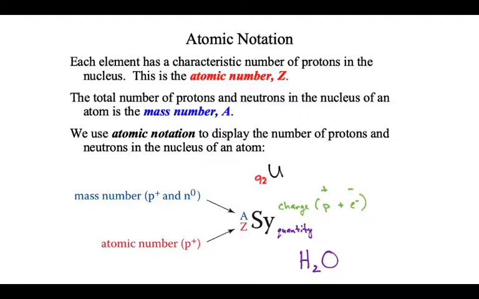92, 238. What was the charge? Where should that charge be written? In the top right corner. What is written in that top right corner? Nothing. What is our numerical representation for nothing? 0. How many electrons do I have? 92.